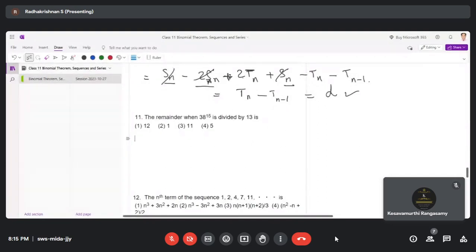So this is an interesting problem. In problem number 11, the remainder when 38 to the power of 15 is divided by 13.